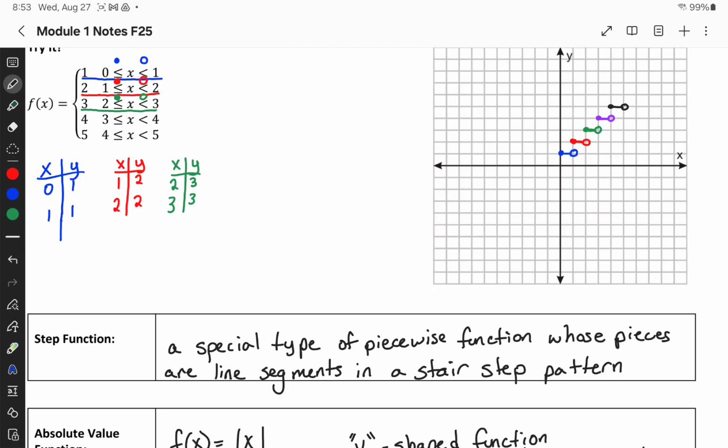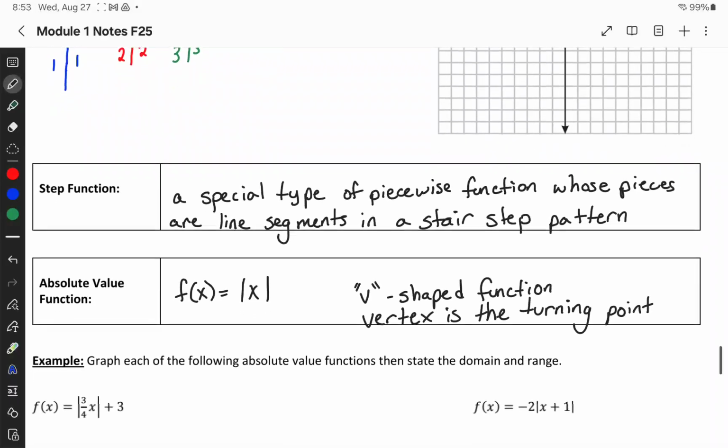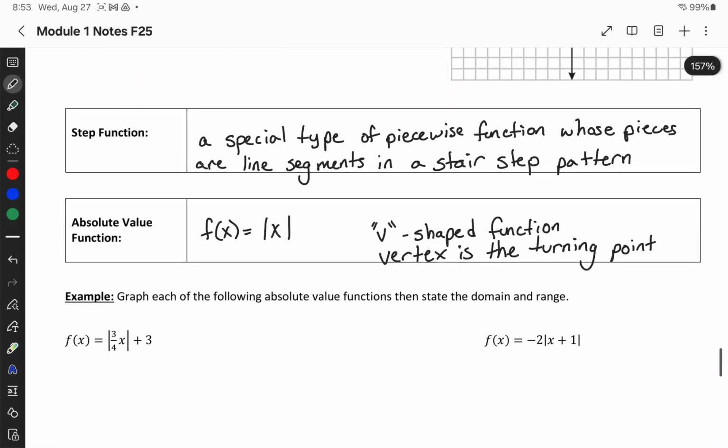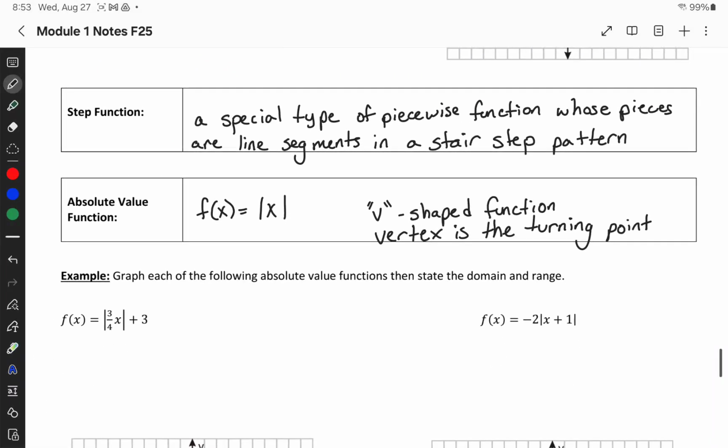So what we just saw was an example of what we'd call a step function. There is one other type of special function that I would like for us to talk about today, which is what's called an absolute value function. An absolute value function looks like this: f of x equals the absolute value of x.